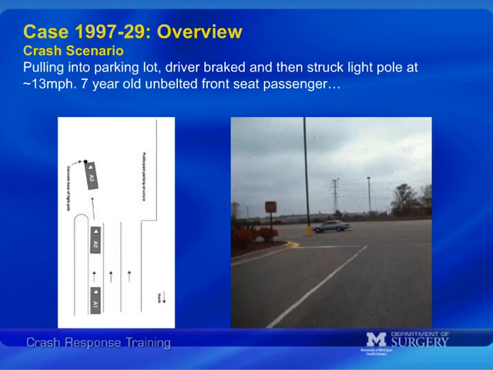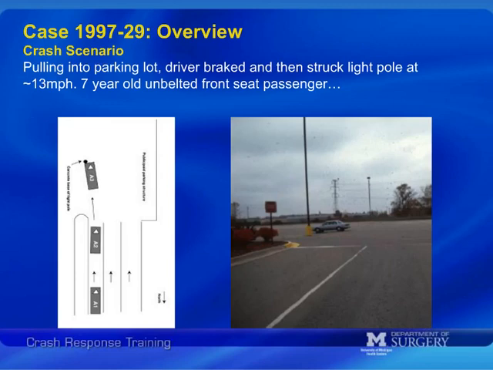The danger posed by airbags to children can be seen also in the second crash scenario. In this second case, the vehicle was pulling into a parking lot. The driver braked, perhaps because there was another vehicle that got in the way, and they end up striking this light pole you can see here in the picture at 13 miles an hour, so a relatively minor crash. Now, unfortunately, in this case, there was a 7-year-old unbelted front seat passenger. So you can imagine what happens.